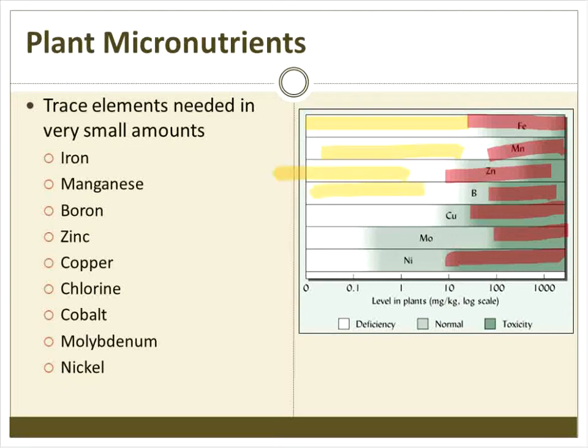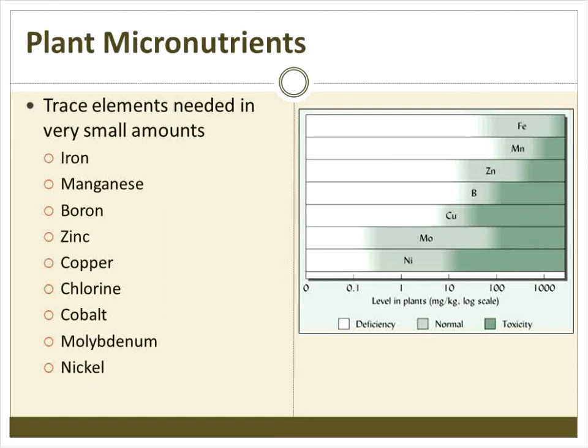So we have deficiencies and toxicities going on. And the other thing that you'll see on here is that the concentration at which one nutrient goes from a deficiency to toxicity, such as iron, is a lot different from the concentration at which another nutrient goes from deficiency to toxicity. So we have these varying amounts needed, and that amount needed varies with the particular nutrient itself.